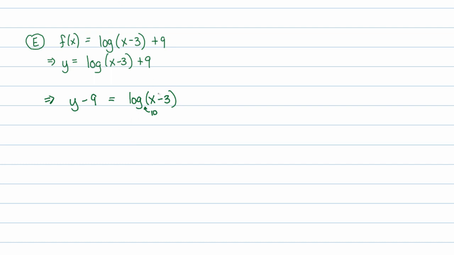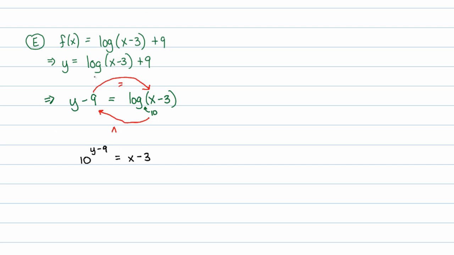Now, doing the circular argument, we could say that this tells us 10 raised to this power is equal to the inside. So let me write that down. 10 raised to the y minus 9th power must be equal to the inside, which is x minus 3. That's me undoing the logarithm, or basically rewriting it in exponential form.